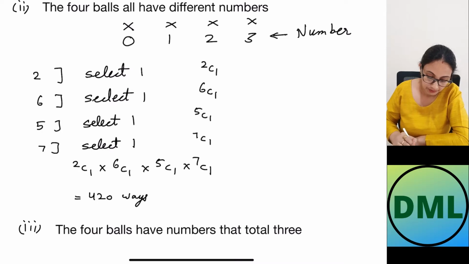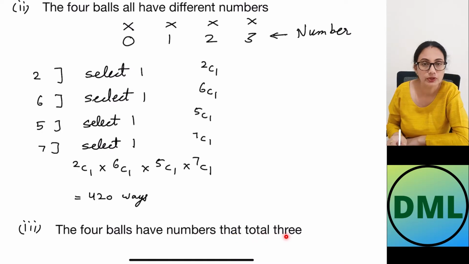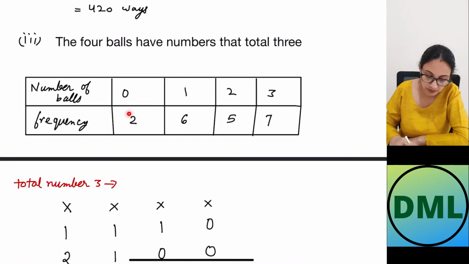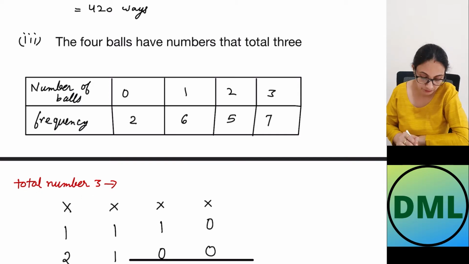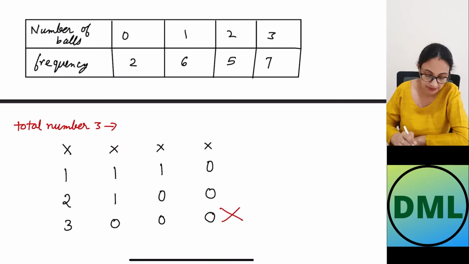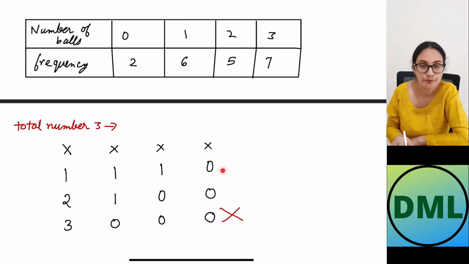Now, the 4 balls have numbers that total to 3. This is your chart. The total number should be 3. You are picking 4 balls and the numbers should add up to 3. Either it should be 1, 1, 1 and 0, that adds up to 3. Or you have 2, 1, 0, 0, still the total is 3. Or it should be 3, 0, 0, 0.